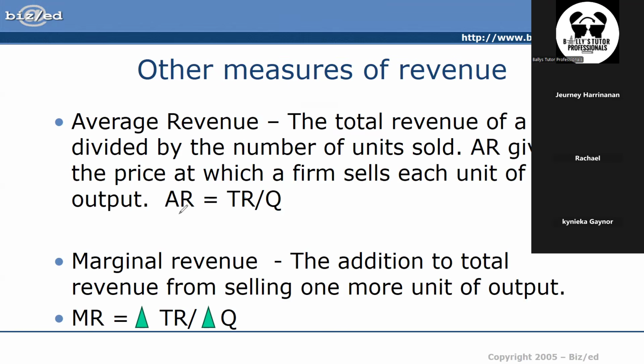The same way we calculate average cost is the way we calculate average revenue. The average revenue is the revenue per unit. It will be total revenue divided by the total number of units.